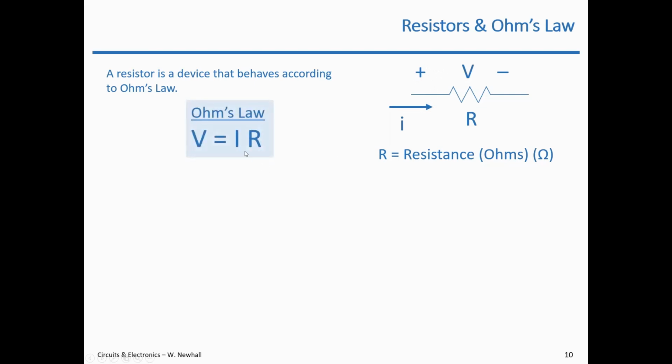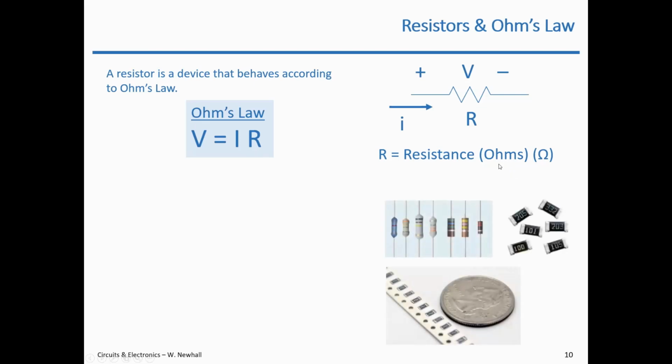V equals IR, right? R is really just a proportionality constant between voltage and current. It means voltage is linear with current. Voltage is proportional to current. And when voltage is 0, current is 0. That's all this is saying. And the ohm is really a proportionality constant. It's a volt per amp. We like to name things after people, so we call it an ohm.